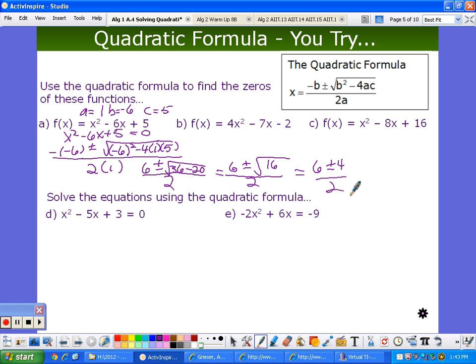Yes, you do. Now, these are two numbers. What's 6 minus 4? 6 minus 4 is 2, over 2 is 1. 6 plus 4 is 10, over 2 is 5. There it is. So now we could have done this with factoring. When it's easy to factor, why not? X and X. I need two numbers that multiply to 5 and add to negative 6, right?